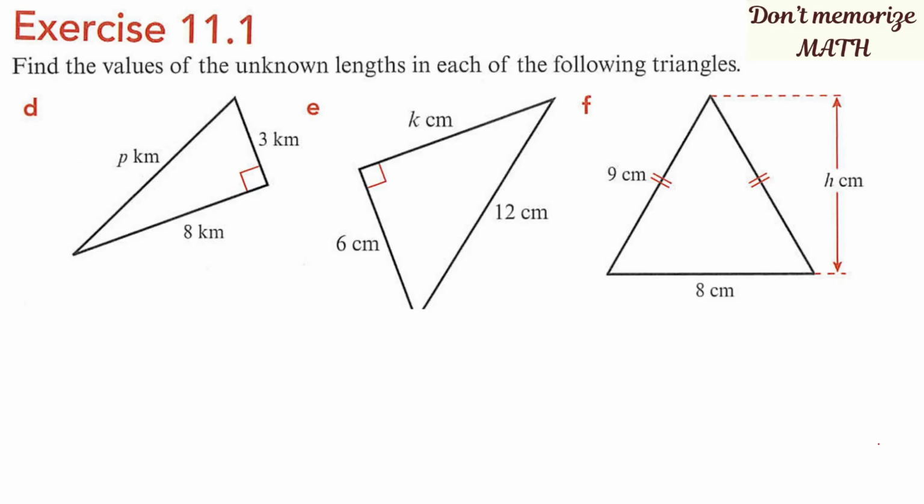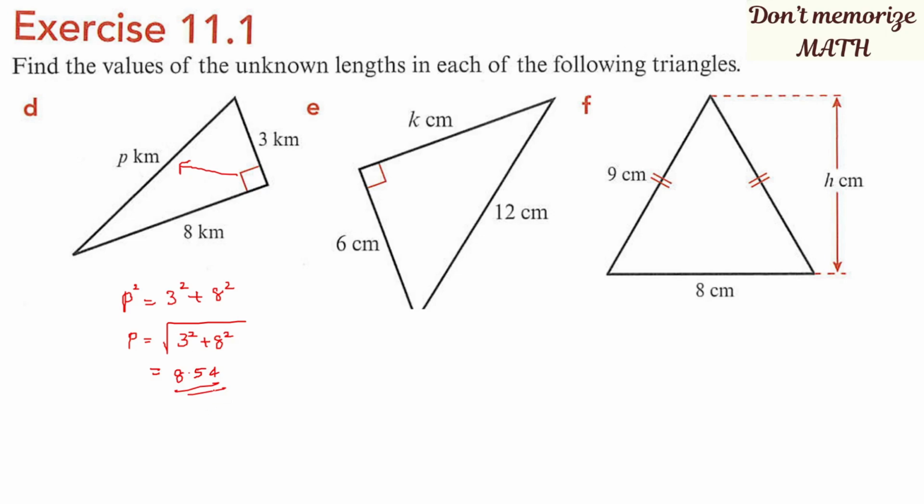Okay, question D: opposite of 90 degrees is the hypotenuse. So p square, everything is in kilometer. Okay, p square is equal to 3 square plus 8 square. So p will be equal to square root of 3 square plus 8 square. Okay, so use the calculator, 3 square plus 8 square. So you will get square root of 73, that is equal to 8.54 kilometer. Okay, 8.54. So the answer is 8.54.